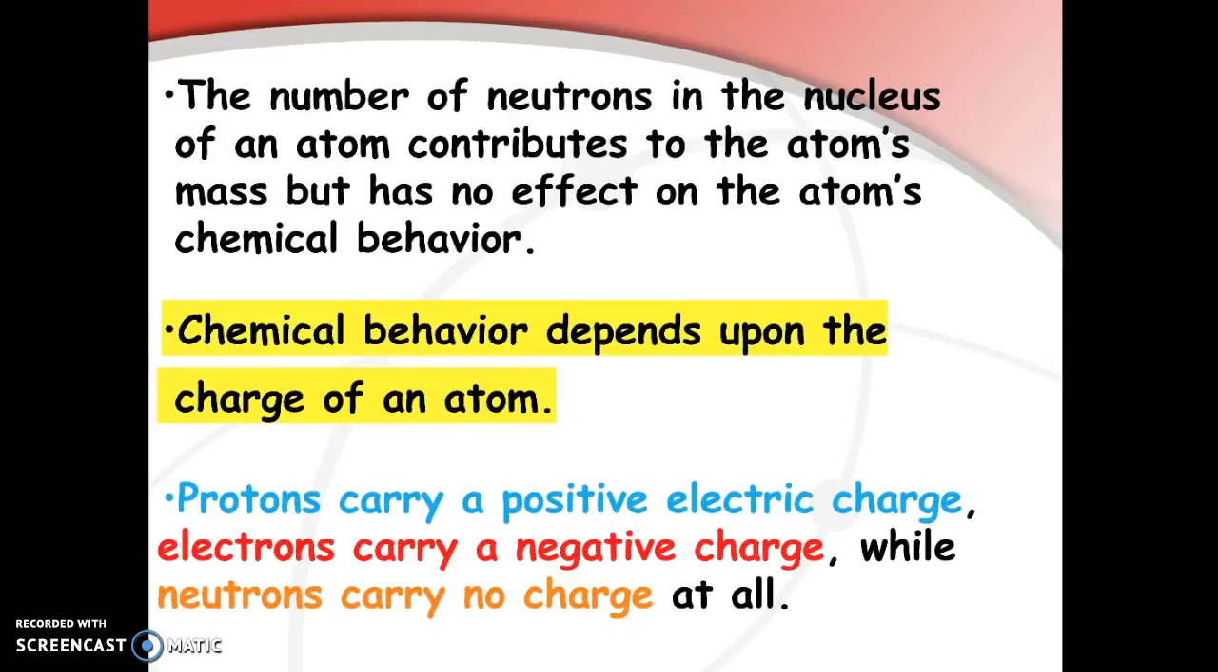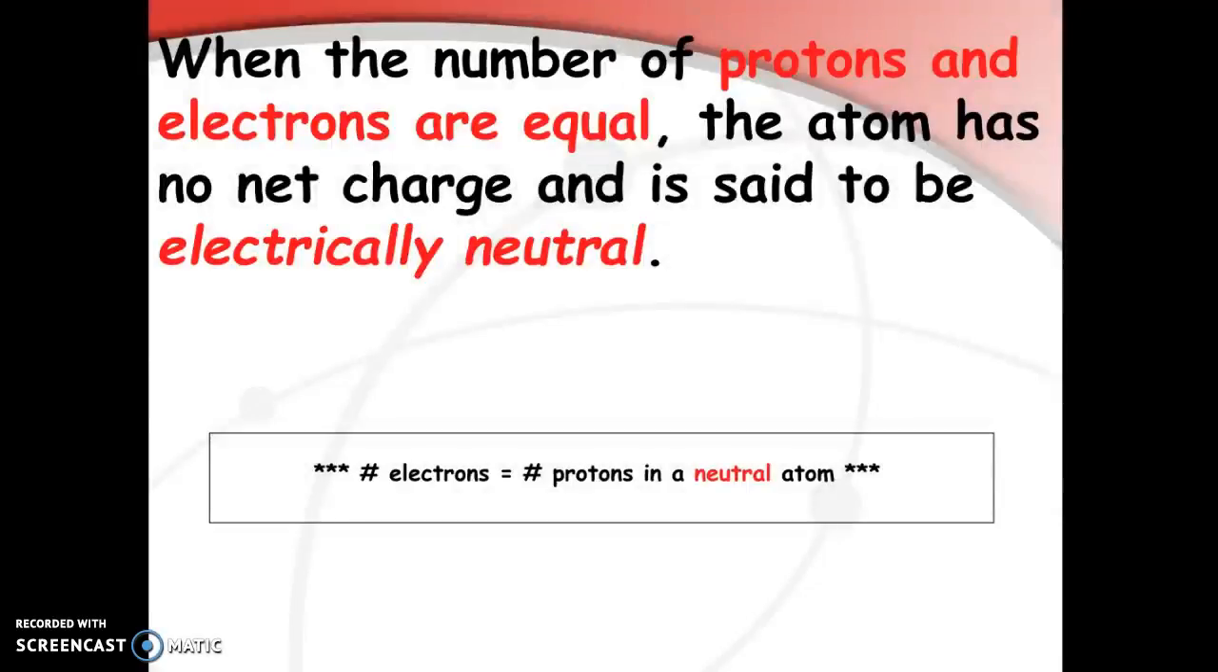And just to review, protons are positive, electrons are negative, and neutrons carry no charge. So atoms that have a charge are called ions. When the number of protons and electrons are equal, the atom is considered electrically neutral. So they basically cancel each other out. If you have 3 electrons and 3 protons, you have a neutral atom. They all have a buddy.